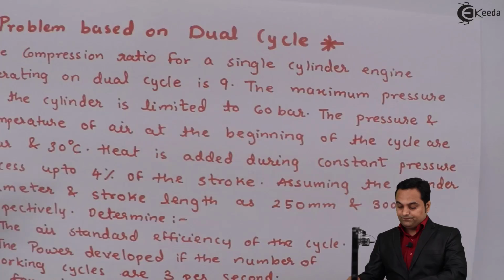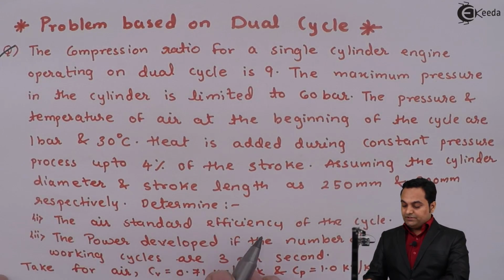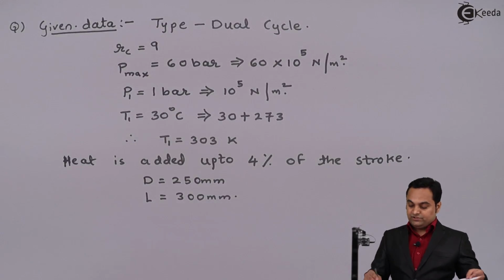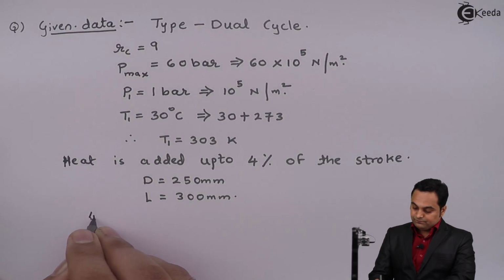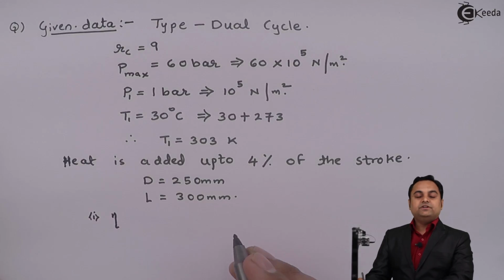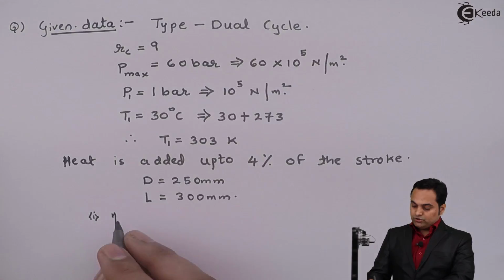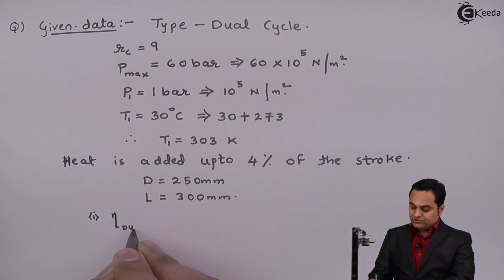Next, determine the air standard efficiency of the cycle. First question. So to determine the air standard efficiency of the cycle, this cycle is dual, so we have to find out the air standard efficiency for the dual cycle.